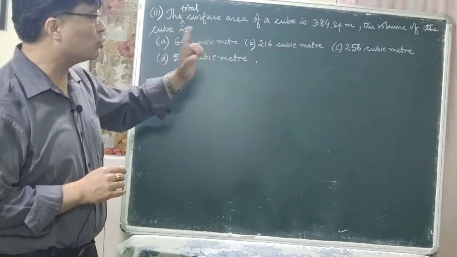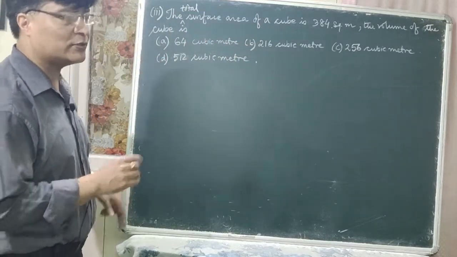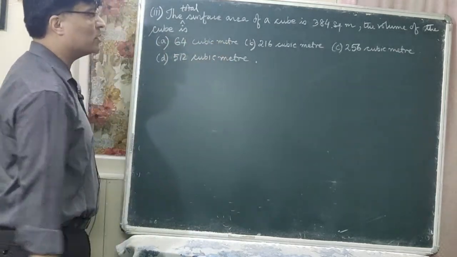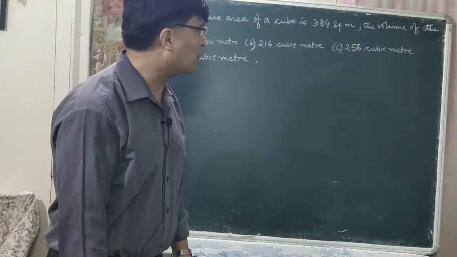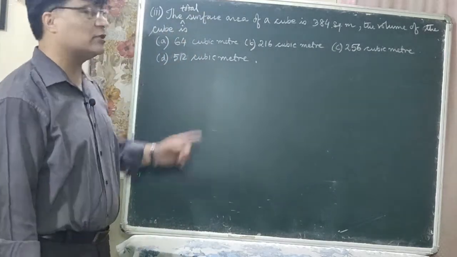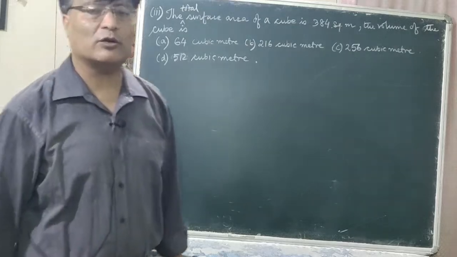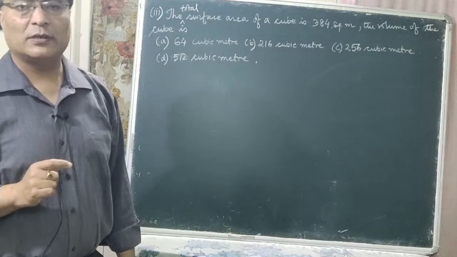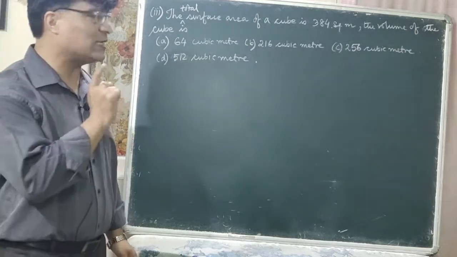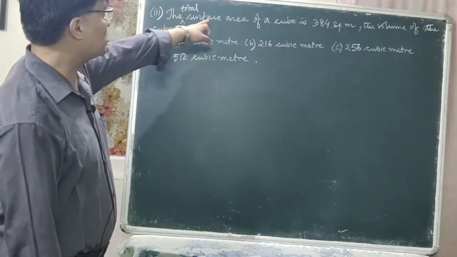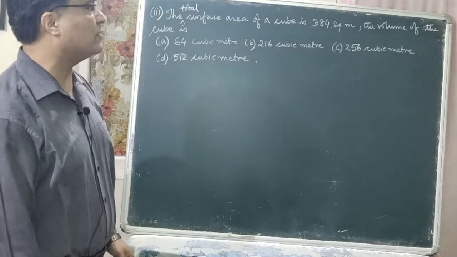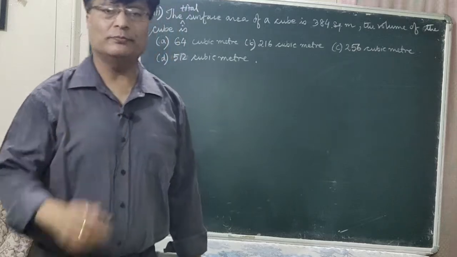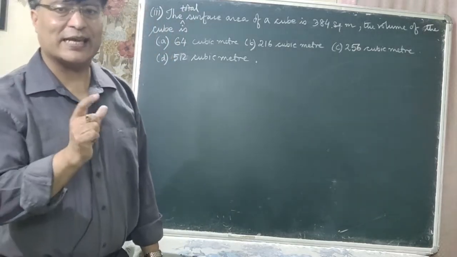Now you have to choose the correct option for the volume of the cube. The volume of the cube is: number A 64 cubic meter, number B 216 cubic meter, number C 256 cubic meter, and number D 512 cubic meter. So which is the correct option? You have to check it. So how many surfaces are there in a cube? The cube has 6 surfaces. So in the question, the total surface area of a cube is 384 square meter. It is given.